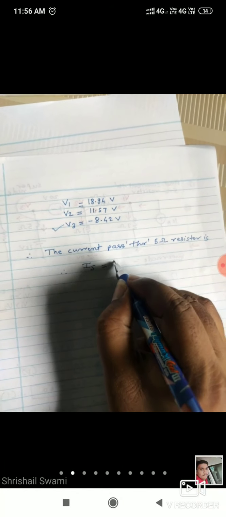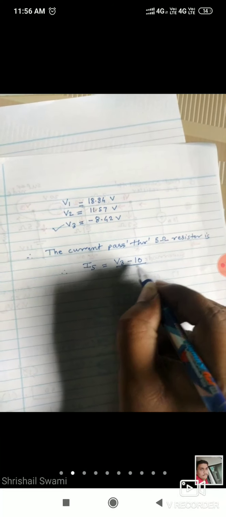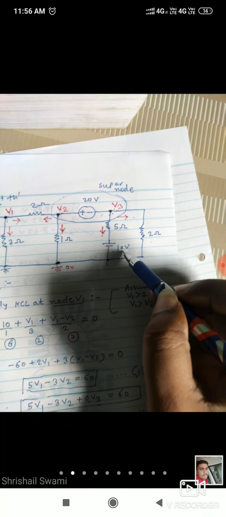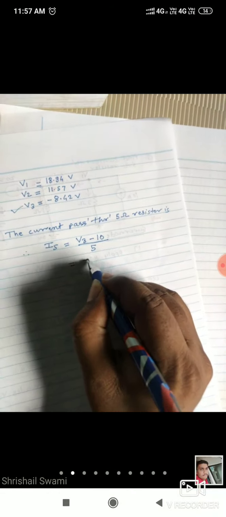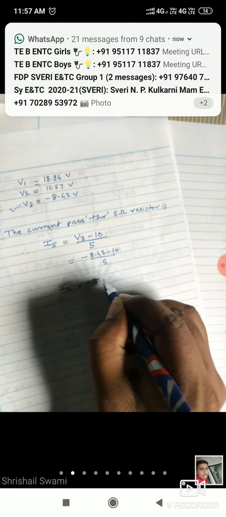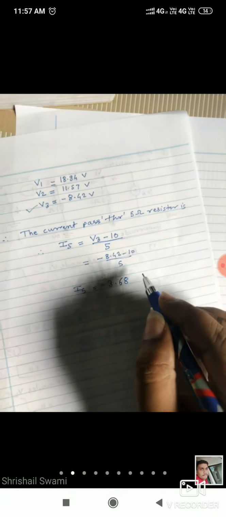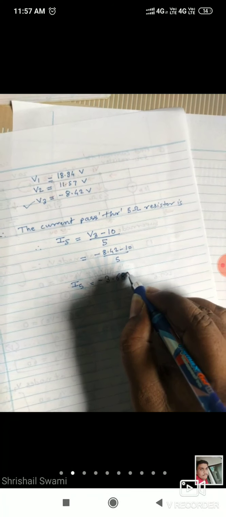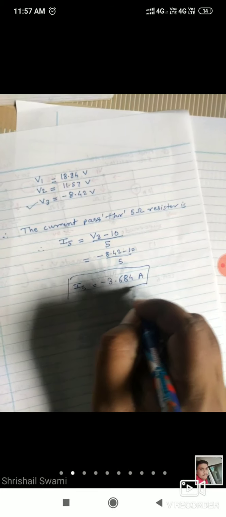They ask the question is I5 is equal to what? V3 minus 10 divided by 5. So how is it V3 minus 10? So I will write V3 minus 10 divided by 5. You will get the answer of this. So I5 is equal to V3 minus 10 divided by 5. So V3 is minus 8.42 minus 10 divided by 5. So I5 is equal to I think minus 3.68 ampere. So this will be the answer.